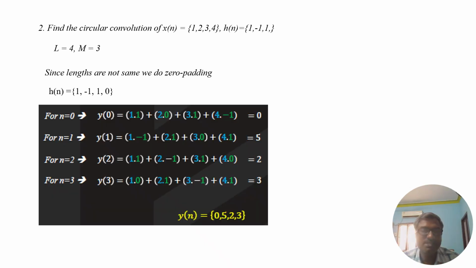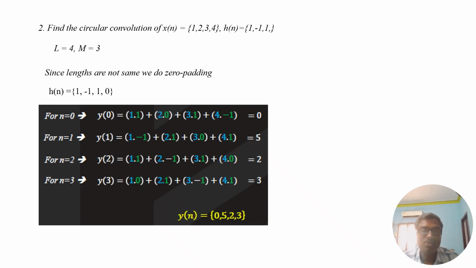We will see a second example for the computation of circular convolution. The problem is to find the circular convolution of x of n equal to 1, 2, 3, 4 and h of n equal to 1, minus 1, 1. Here the length of x of n is 4 and the length of h of n is 3. In order to perform the circular convolution, both sequences must have equal length. In order to make both sequences have equal length, we need to append one zero to the smaller sequence so that the modified sequence of h of n is 1, minus 1, 1, 0.